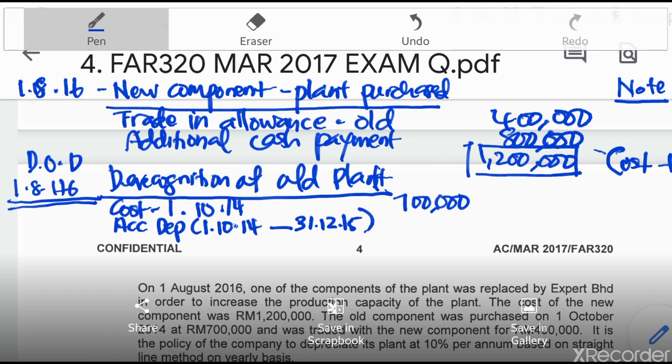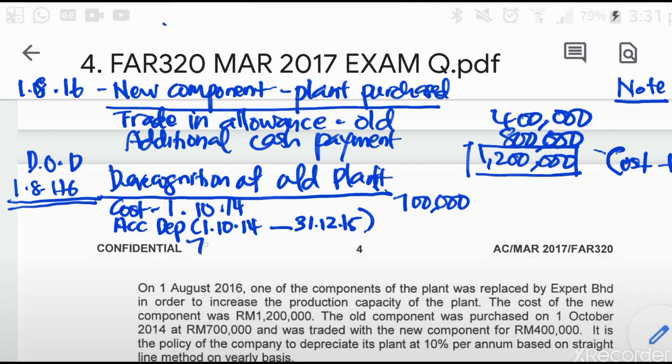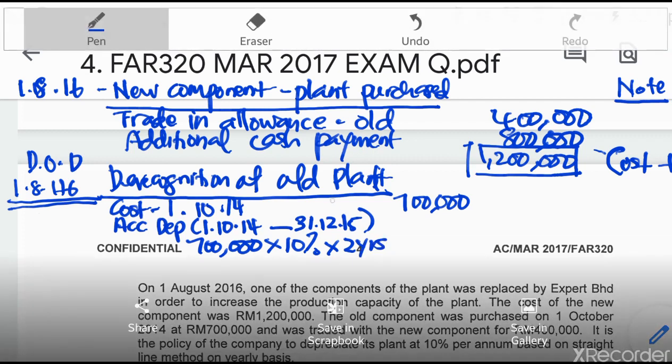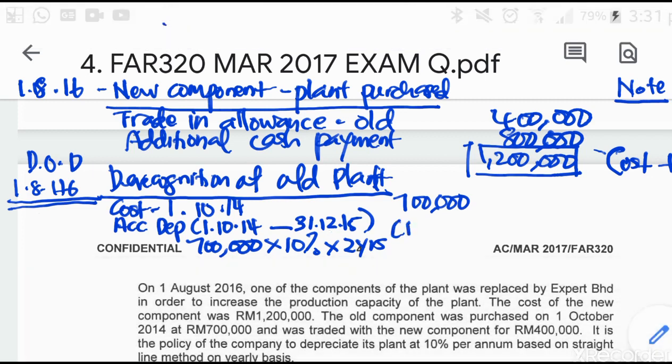So what we will do is we're going to take 700,000 times 10%, the percentage, times 2 years. 2 years, 2014 1 year and 2015 1 year, regardless how long is it in that year. So you charge full year depreciation. So you'll get 140,000.